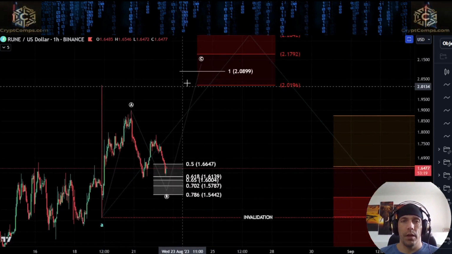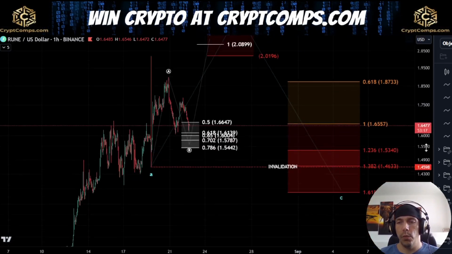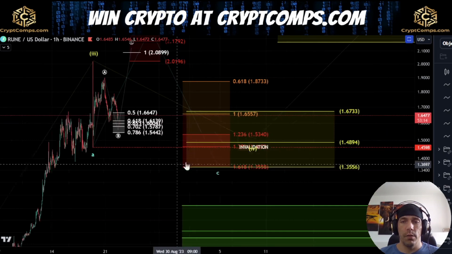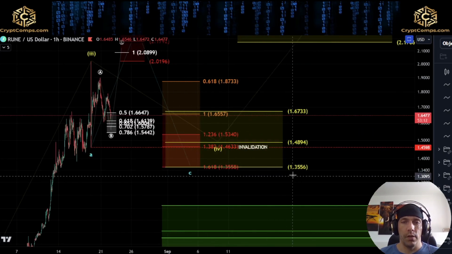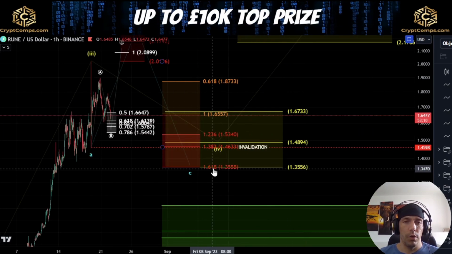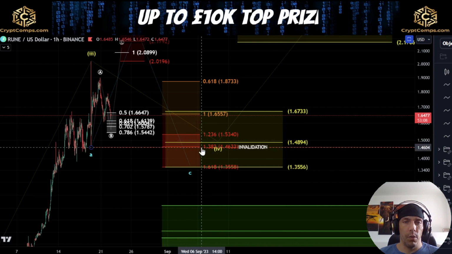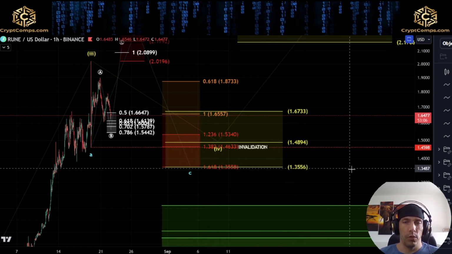If we do see something like this, this would also align with that 4th wave target box area, which if I switch out this and we have a look here, we can see that this 135 would align with this 1618 level. The 1382 and this 148 would also align.